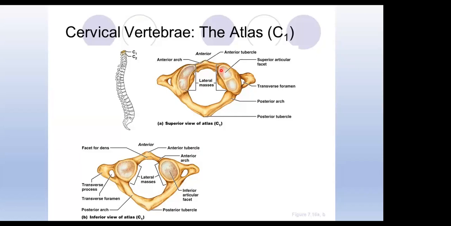We can detect the anterior arch and posterior arch. In the anterior arch, we have the anterior tubercle and facet for articulation with the dens. We have the lateral mass, which consists of the superior articular facet, transverse process with a transverse foramen, laminae, and posterior tubercle.